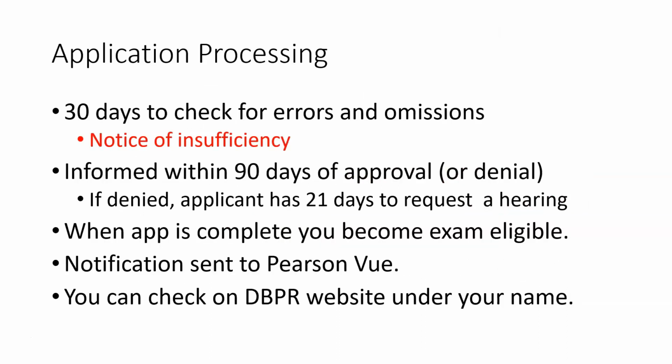It takes 30 days to check for errors and omissions. They'll give you a notice of sufficiency if anything is missing, and you're informed within 90 days of approval or denial. If denied, the applicant has 21 days to request a hearing, and when the application is complete, you will become eligible to take the exam. Notification is then sent to the testing agency, Pearson VUE, and you can check on DPPR website under your name.